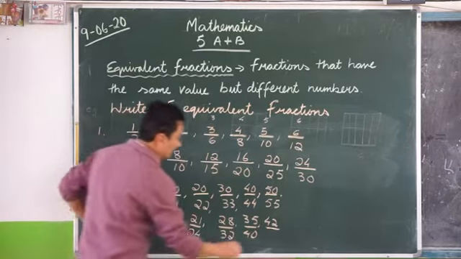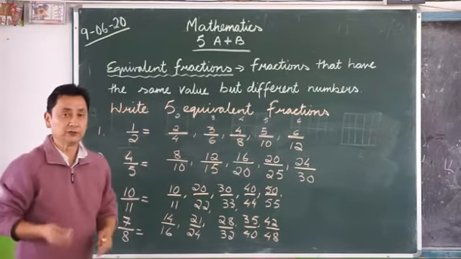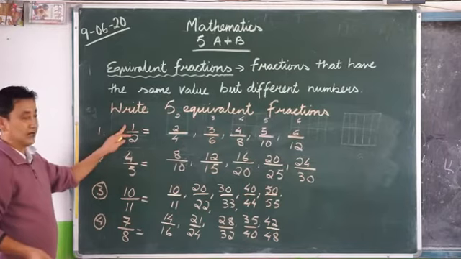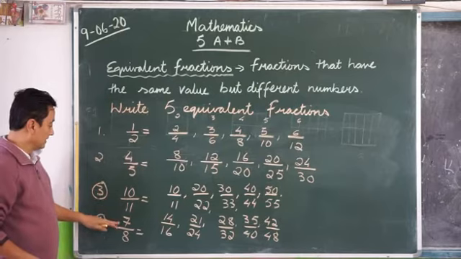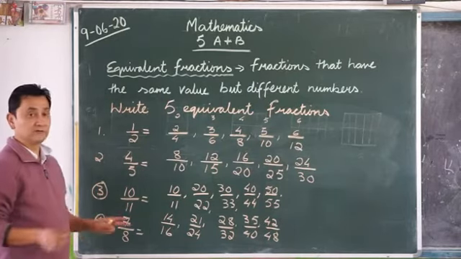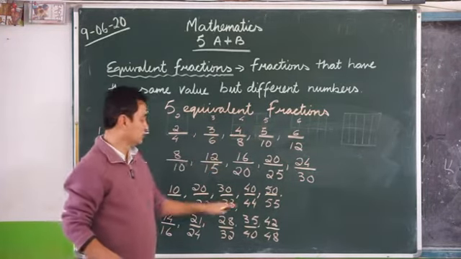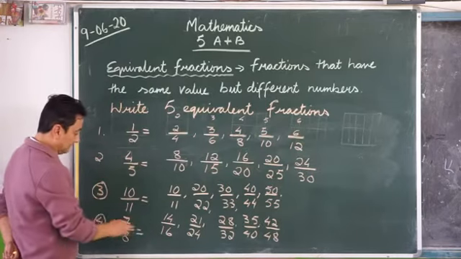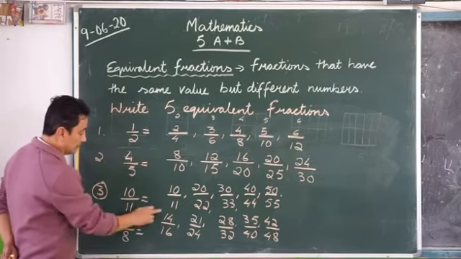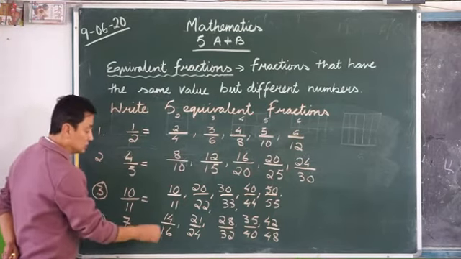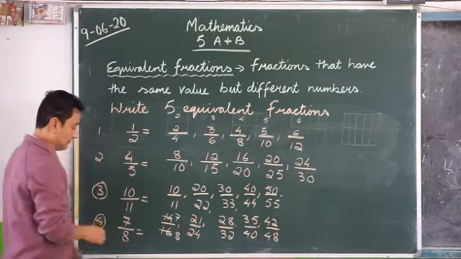8 sixes are 48. Now all these fractions, when you reduce them, we'll have half, we'll have 4 upon 5, we'll have 10 upon 11, we'll have 7 upon 8. But you don't have to reduce, you just have to write 5 equivalent fractions. Let's see if we get 7 upon 8. All should be the same. Which number will go to 14 and 16? 2. 2 sevens, 2 eights. See, we got 7 upon 8.